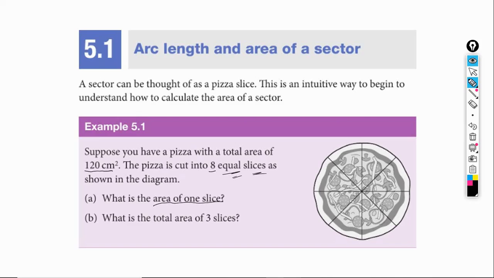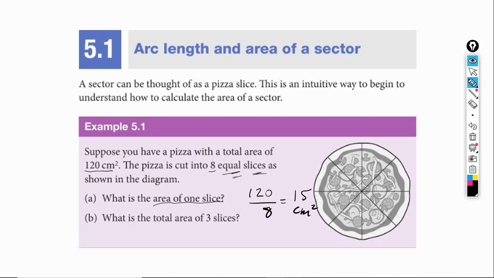Okay, so this problem is pretty simple because if the whole pizza is 120 centimeters squared in area and it's cut into 8 equal slices, then each slice has to have an equal area. So that means that one slice has to be 120 divided by 8. And that equals 15. So 15, and don't forget the units, we have to write centimeters squared. So that would be the answer for A.